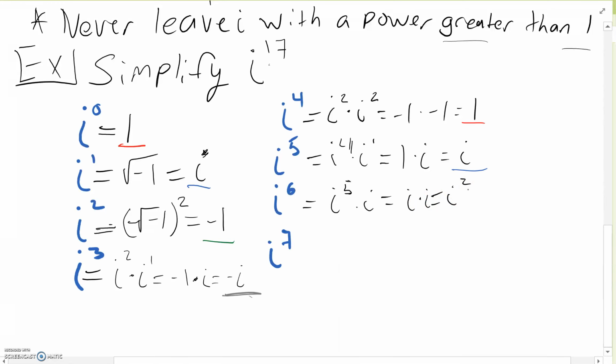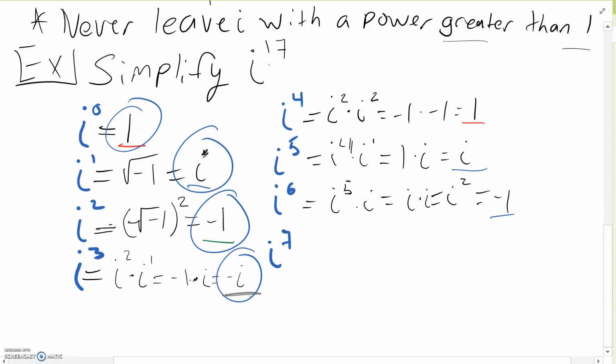And we know what that is. I squared is just -1. So again, we're just repeating the cycle over and over. You get the point. It's going to just keep repeating, and we'll have either 1, I, -1, or -I. So when we have a problem like simplify I to the 17th, it can only be one of these 4 values.